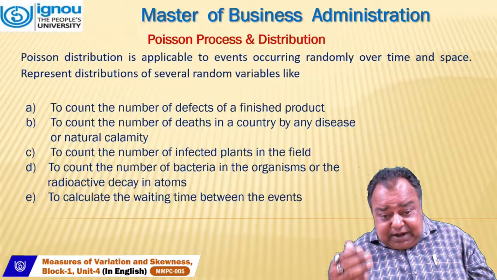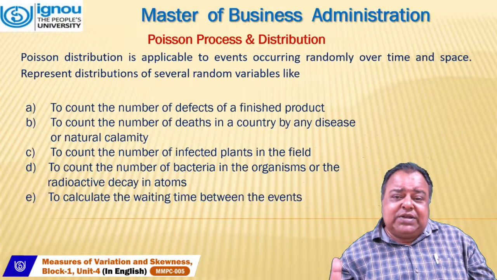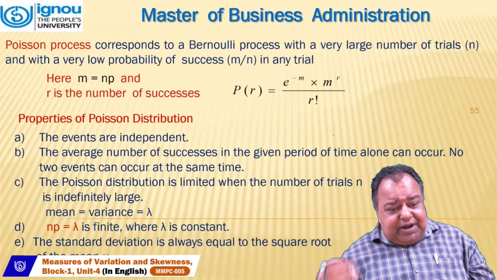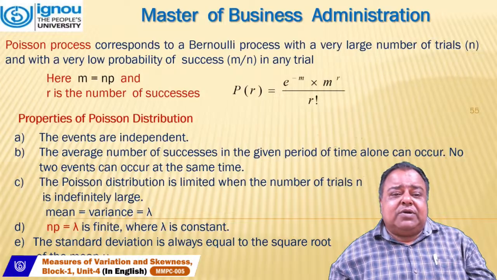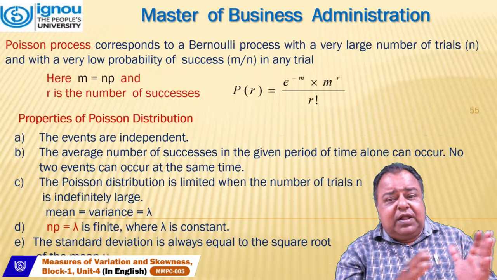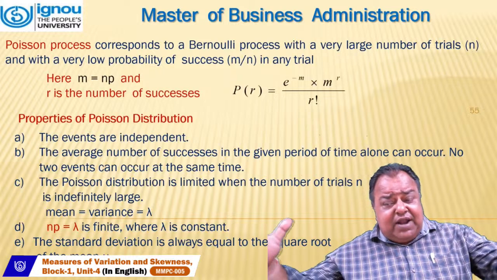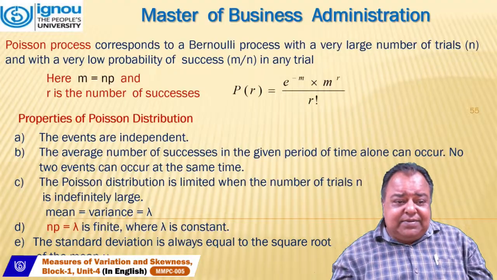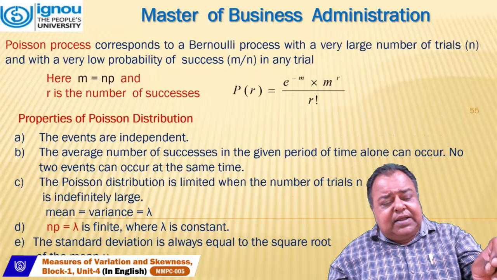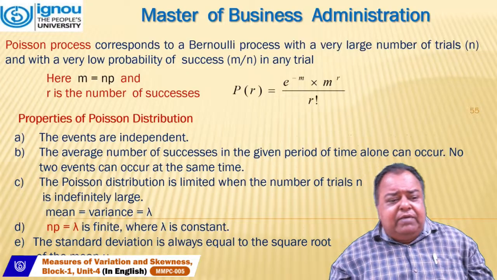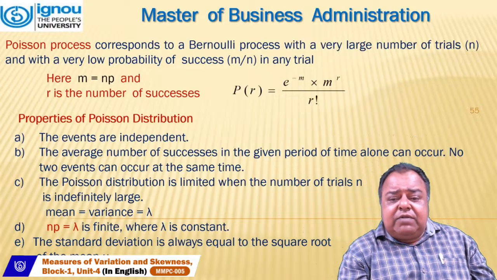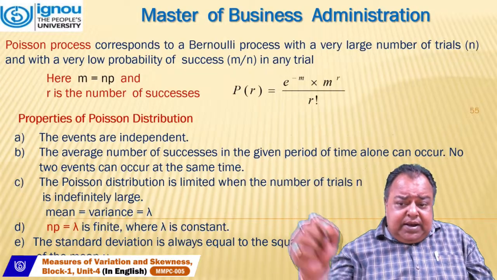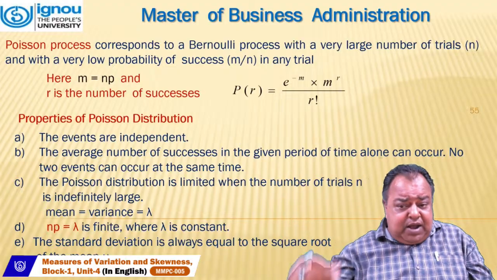Depending upon the nature, we have to evaluate which distribution has to be used. For that again, we have a relation. Poisson process corresponds to Bernoulli's process with a very large number of trials and a very low probability of success. In that case, we can take m or lambda equal to np, where r is the number of successes. So for evaluation, we will be using this relation: Pr is equal to e raised to the power minus m, times m raised to the power r, upon r factorial.